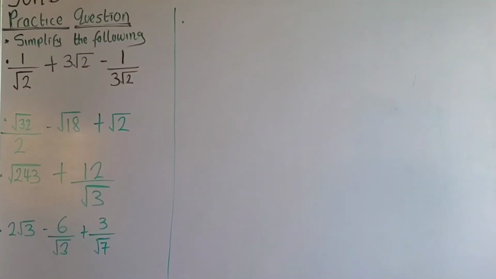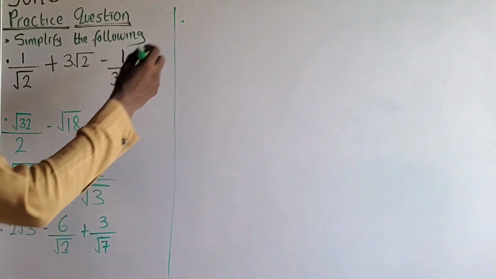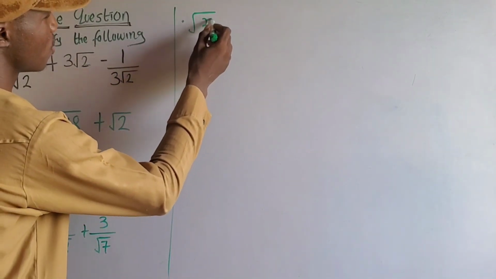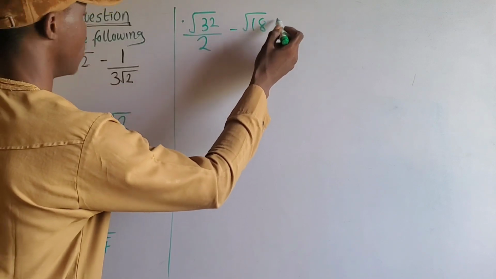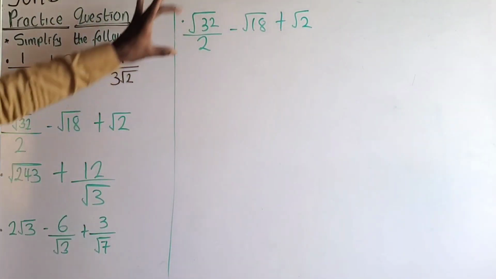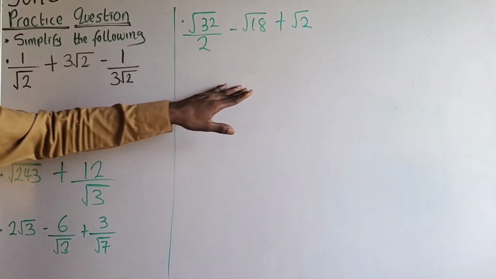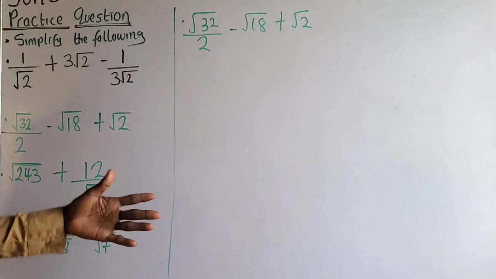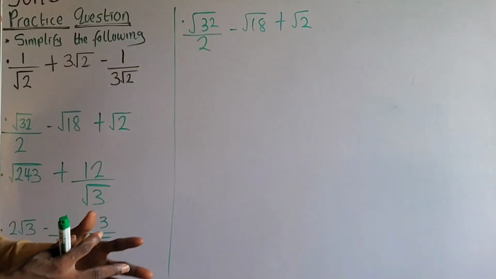Let us proceed to the second question. We are asked to simplify root 32 all over 2 minus root 18 plus root 2. Okay, we have root 32 all over 2 minus root 18 plus root 2. Okay, to simplify this, you can see that we don't have an irrational part at the denominator. You understand? So all you have to do is express 32 as the product of its largest square.